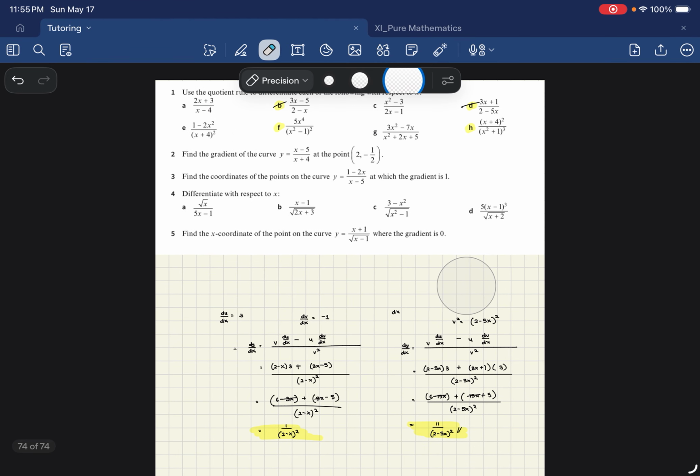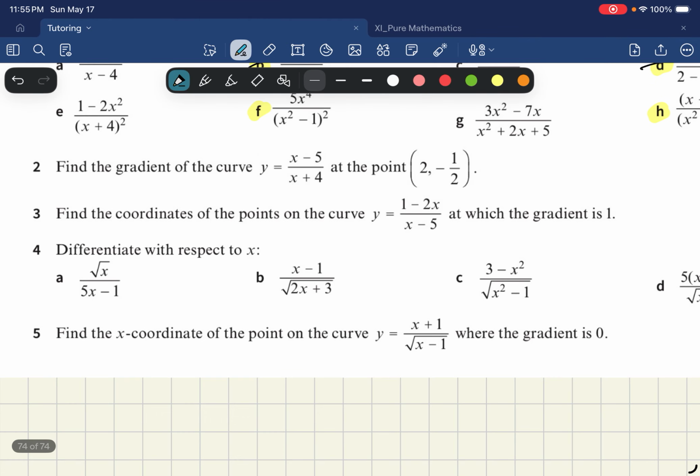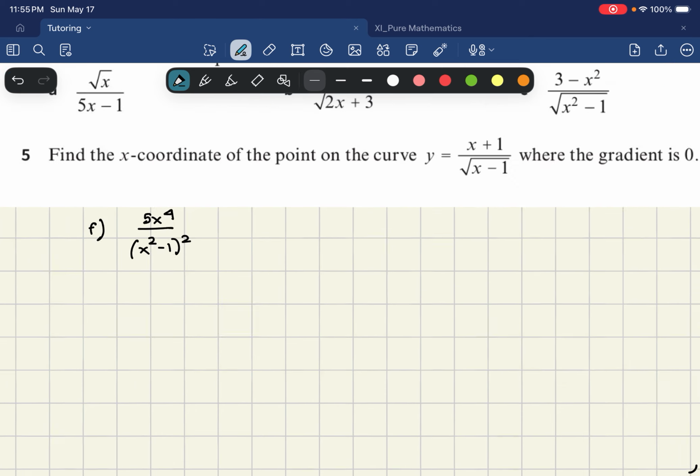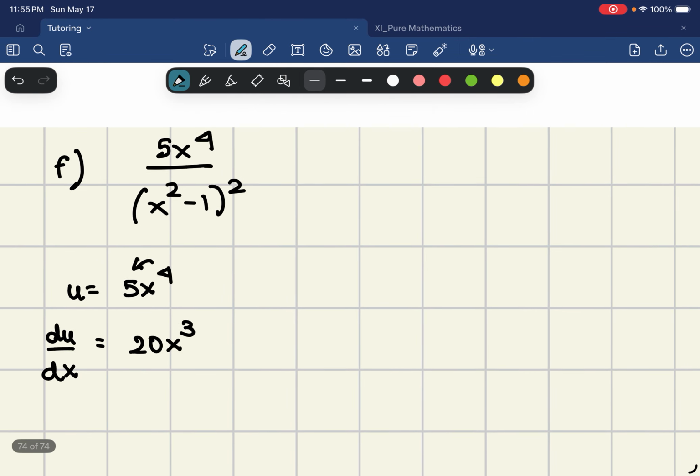So F is this ugly expression. That is okay. Don't worry about it. So F is going to be 5x to the power 4 divided by (x squared minus 1) squared, right? So u is my numerator, which is 5x to the power 4. And if I differentiate u with respect to x, du by dx is going to be 20x cubed, right? 4 comes to the front, 5 4s are 20, x cubed.